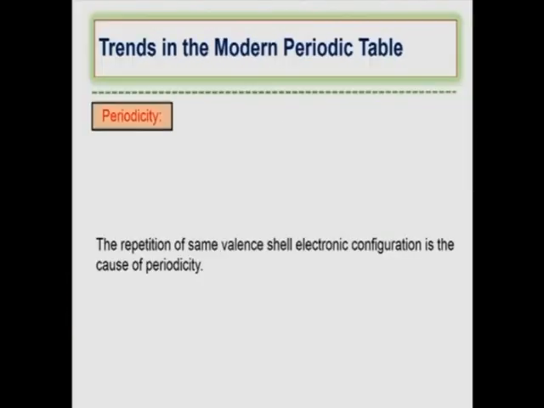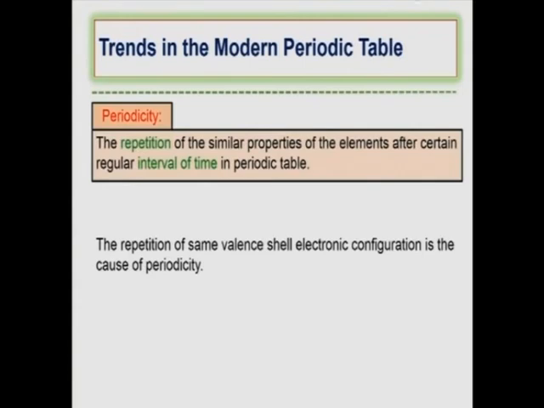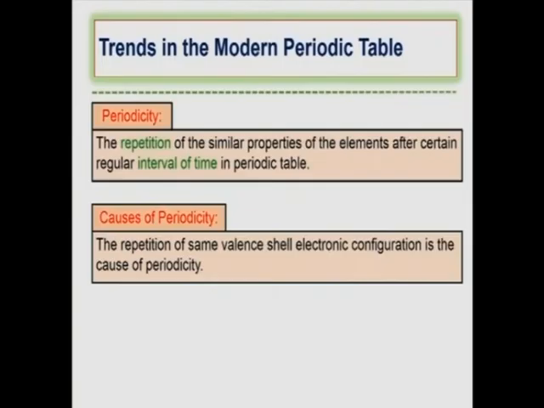Now, trends in the modern periodic table. Before we move into trends, it is very important to know a few words like periodicity. What is periodicity? In simple terms, periodicity means the repetition of similar properties of elements after a certain regular interval in the periodic table. And what causes periodicity? The cause of periodicity is the same valence shell electronic configuration.